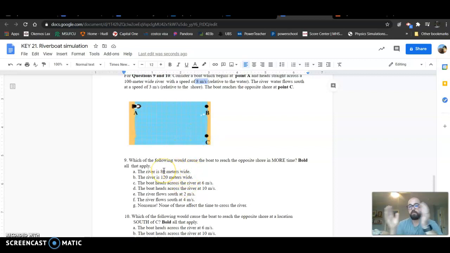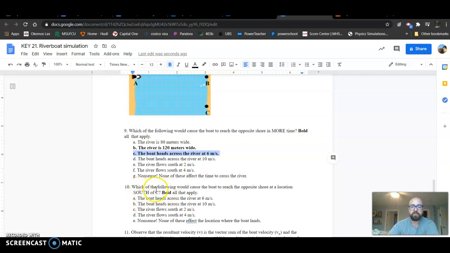If I make the river 80 meters, so it's shorter across, it's going to take less time. But if it's 120 meters, that'll take more time. If the boat heads across the river at 6, previously in the problem it said it was at 8, so 6 is a slower speed, so that'll take more time. The river flows at 2 meters per second or 4 meters per second. Earlier, one of the big ideas was that the river current didn't affect the time to go across. So it would just be those two things right there.